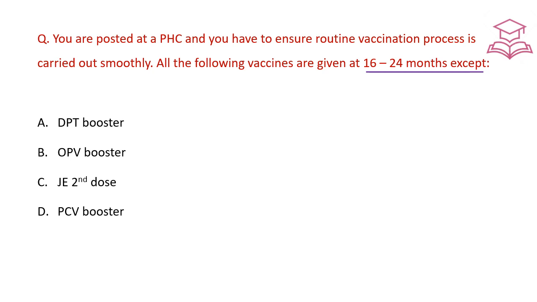You are posted at a PHC and you have to ensure routine vaccination process is carried out smoothly. All the following vaccines are given at 16 to 24 months except. So we know that DPT booster is given at 16 to 24 months, OPV booster is given at 16 to 24 months and JE second dose is also given at 16 to 24 months. And PCV booster, which is the answer, is given at 9 months.